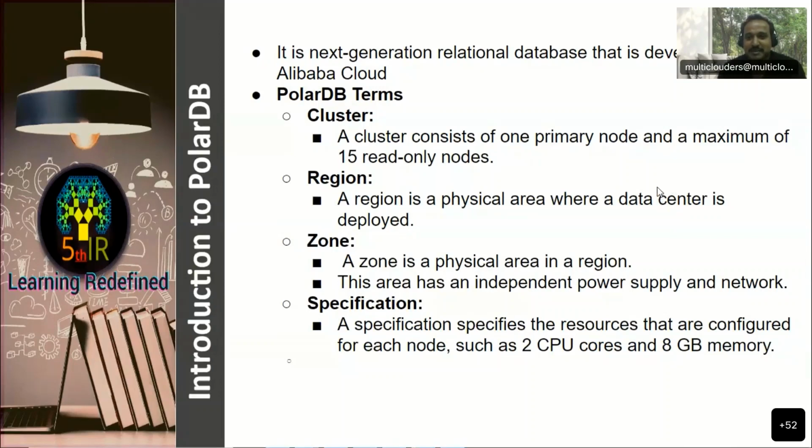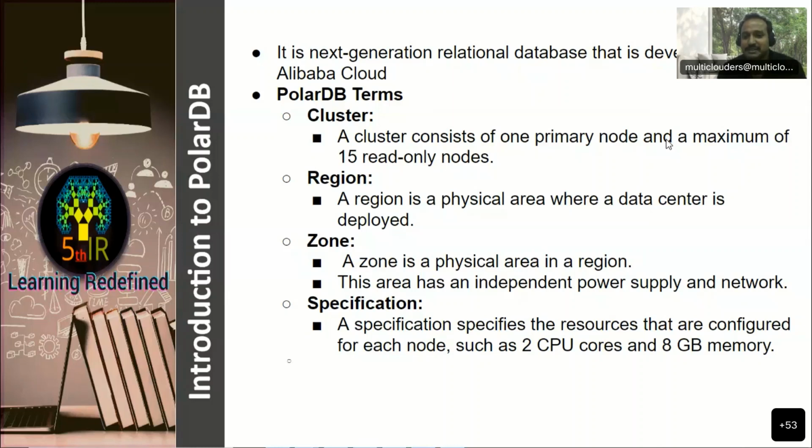As I mentioned previously, the term cluster is very important in cloud computing. A cluster is nothing but a collection of instances or nodes, that is, a collection of computers. In a cluster, we can create one primary node and a maximum of 15 read-only nodes in PolarDB. That's a feature I already mentioned, which we call read-write splitting.